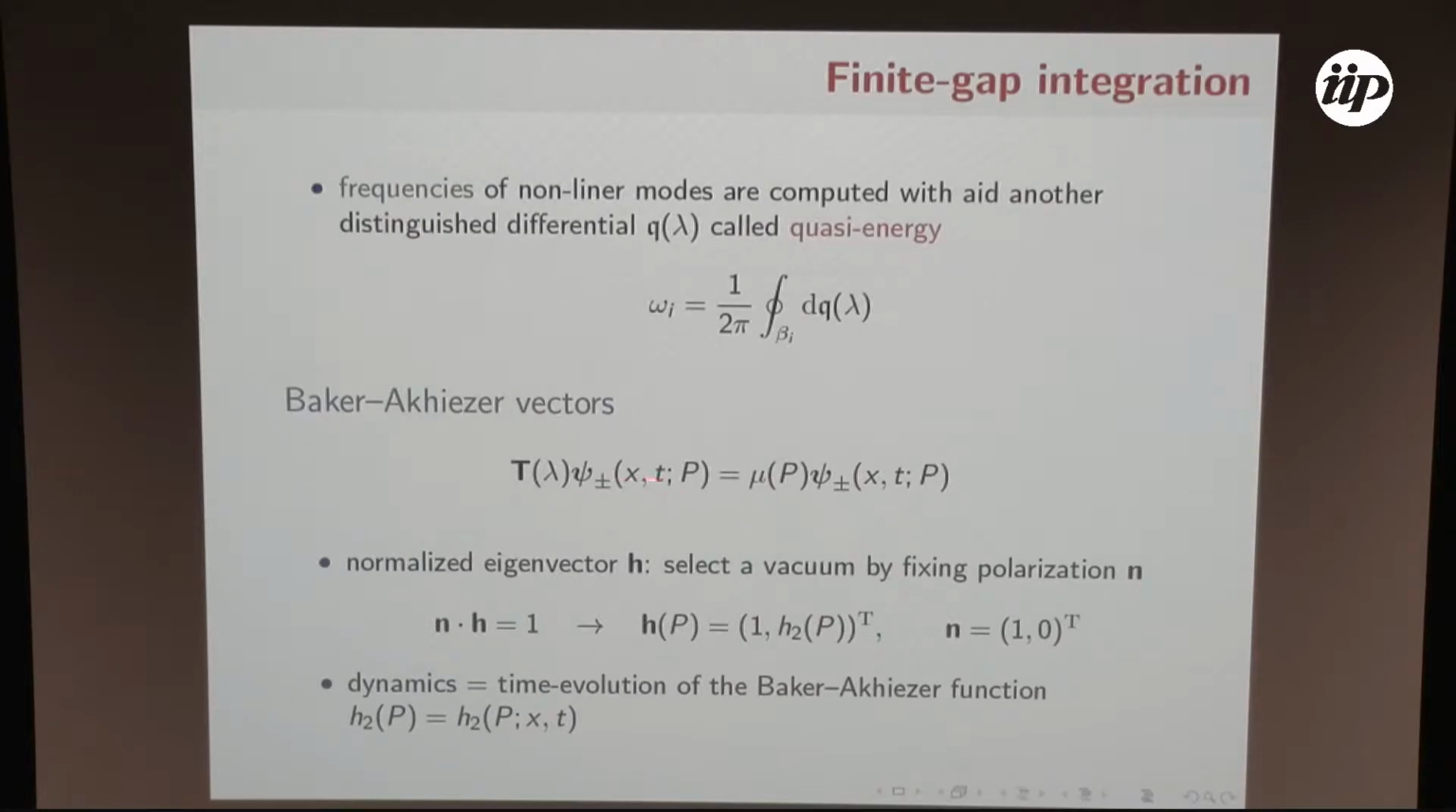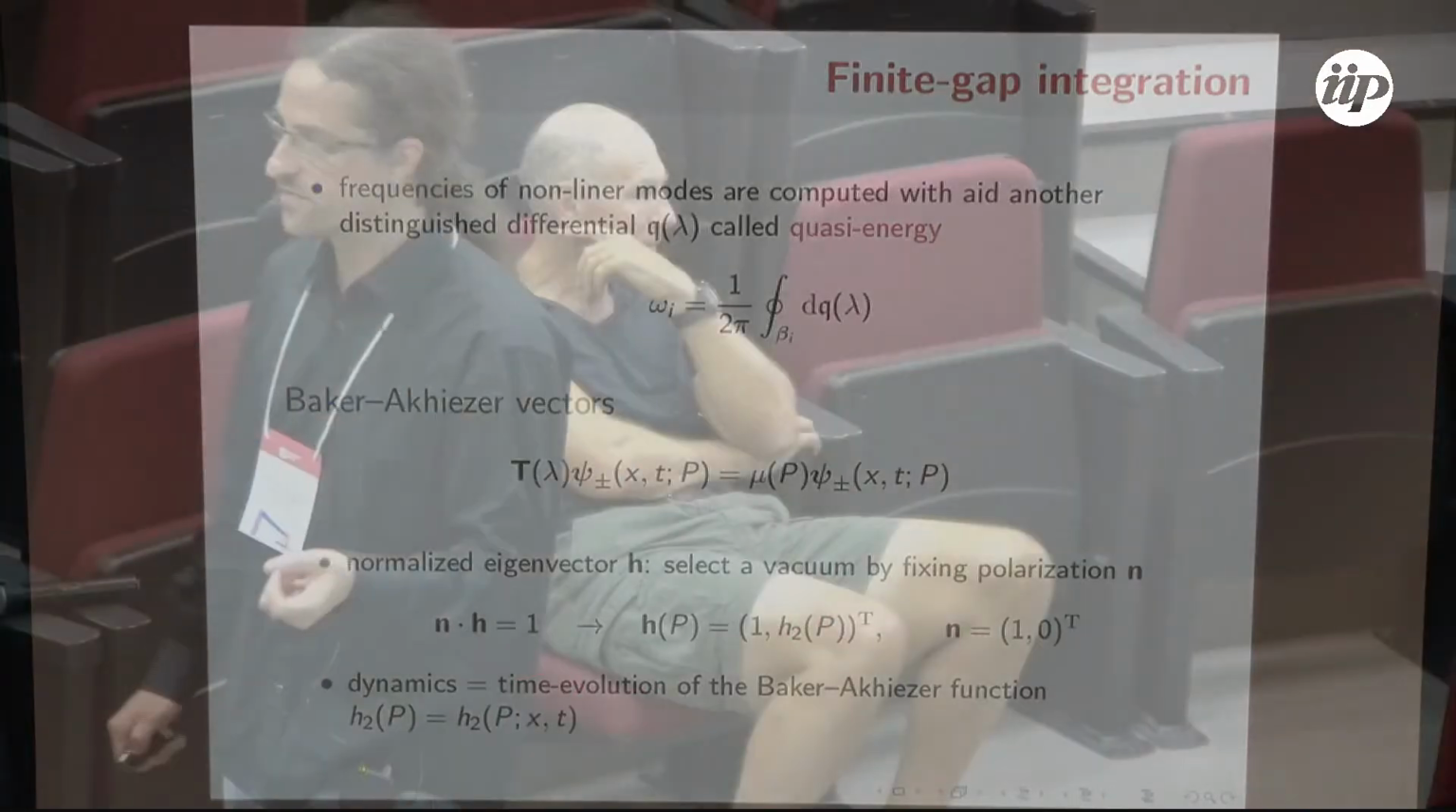Now it turns out that, of course, the eigenvectors are not uniquely defined because normalization is arbitrary. But once you choose your reference vacuum, so you choose, for instance, the vacuum to be the spin aligned in the z direction, then you can define the normalized eigenvector h, which is unique. And then it turns out that this normalized eigenvector is defined in terms of a single function, h2, denoted here. And it's this function that contains the entire time evolution of a solution.